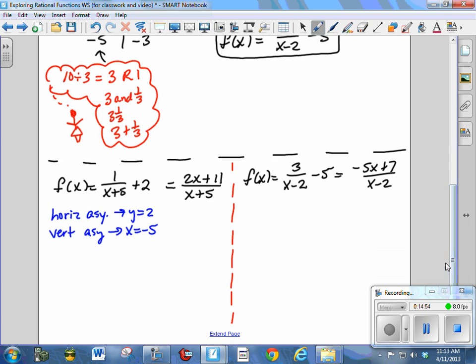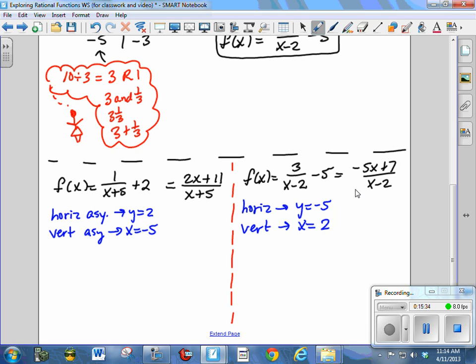So I want you to notice here, let's start with the vertical asymptote. Horizontal, we have y equals -5. Vertical, we have x equals 2. So let's see how you tell from this form of the equation what the vertical asymptote is. Notice we have an x plus 5 here. We're going to get an undefined value when x equals -5. Here, we're going to get an undefined value when x equals -5. So it's very easy to tell the vertical asymptote from either form.